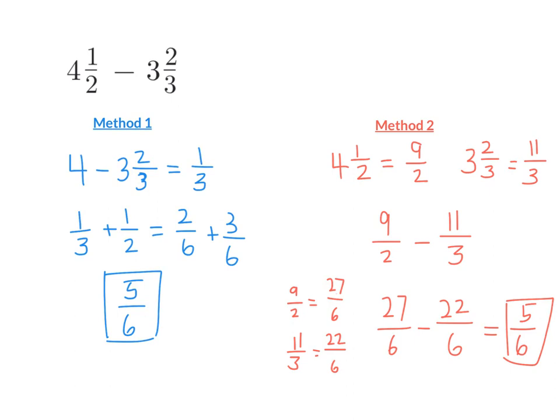So now that you've done it using method 1 and method 2, you can see that we get the same answer of 5/6. Personally, I prefer method 1 because I don't like working with big numbers. I find that when I have to convert mixed numbers into improper fractions, the numbers get really big. And when I work with big numbers, it's easier for me to make a silly mistake. However, it's important for you to know how to do both methods so that you can pick the one that works best for you.